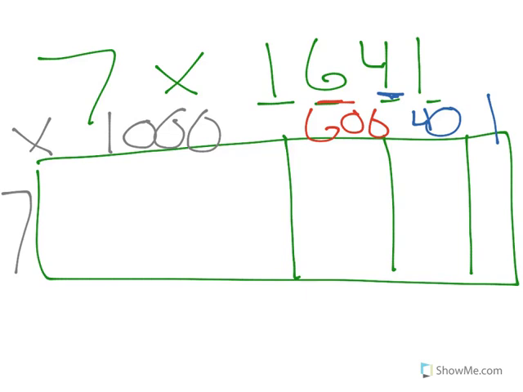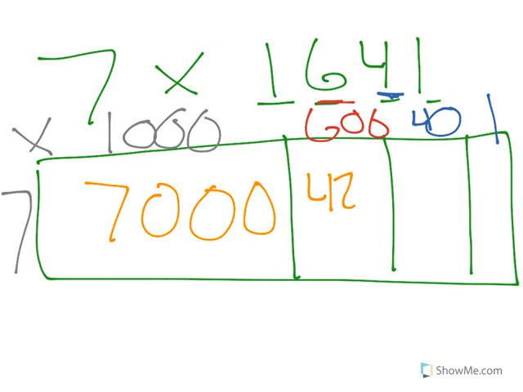7 times 1,000 is 7,000. Bring it directly down into that box. 7 times 6 is 42. And then I need to bring both zeros down. 7 times 4 is 28. Bring a 0 down. And 7 times 1 is 7. And then I add that.